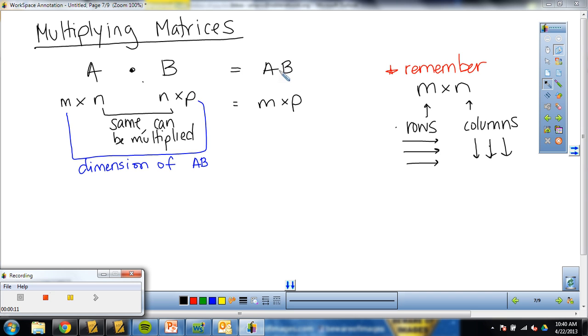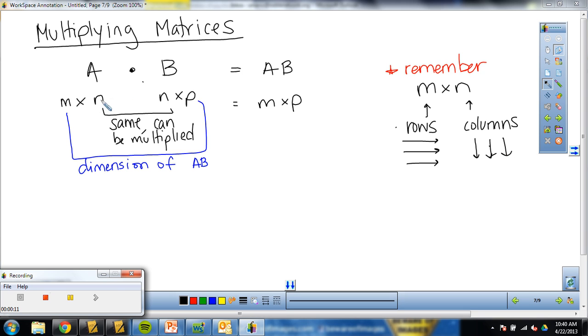We don't need to show the dot in the resulting matrix, but we do show the dot in the actual multiplication step. M times N would be the dimension of A. Again, over here we see that M is representing rows, N is representing columns. In matrix B, N and P, again, just because the variables switch doesn't mean that the order of the rows and the columns switch. It's always the first term is the rows, the second term is the columns.